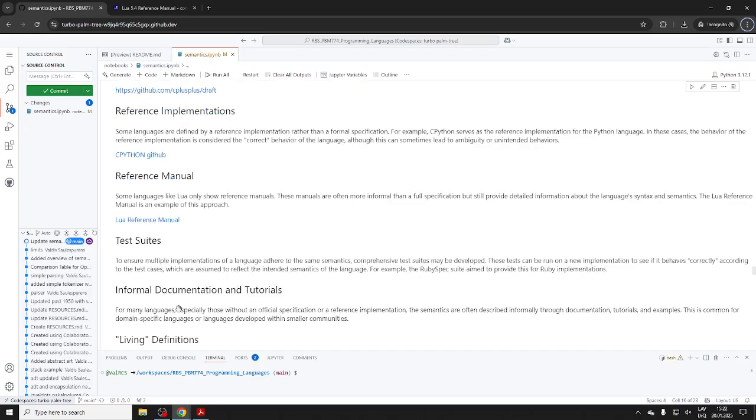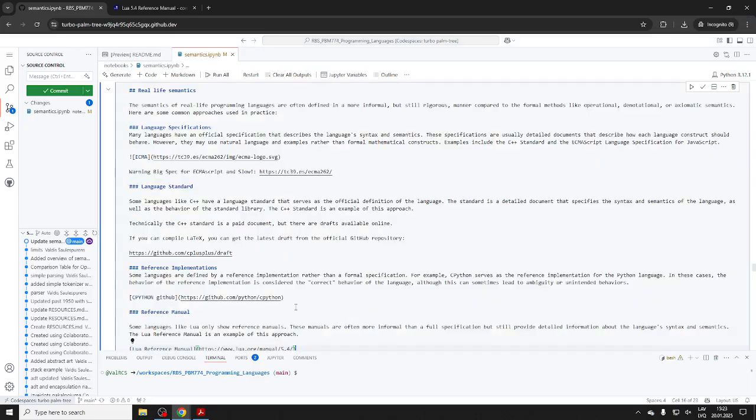Again, also, of course, it's possible that there's no official specification. There's no reference implementation. So basically, you have your documentation and tutorials all together. This happens when you have some very niche language, or what we call domain-specific language for specific usage, right? What could be some examples? Well, let me see if we can find some examples, right?